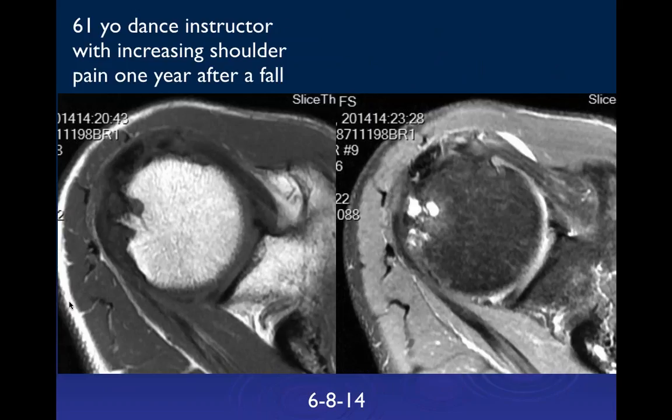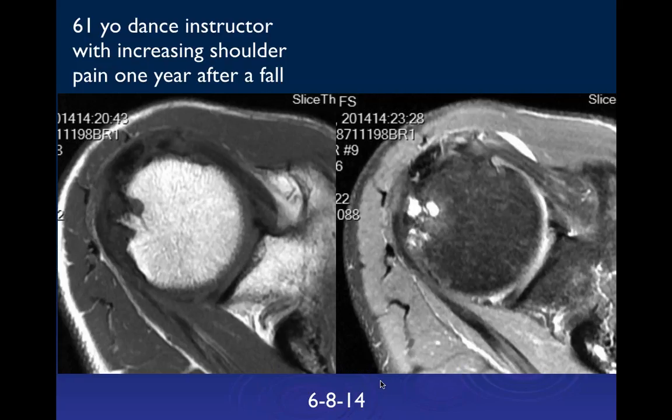Dan. 61-year-old dance instructor with increasing shoulder pain 1 year after a fall. We have axial, looks like a T1 or PD and a PD fat sat to the right. And we have traction changes at the posterior lateral aspect of the humeral head near the infraspinatus insertional fibers.